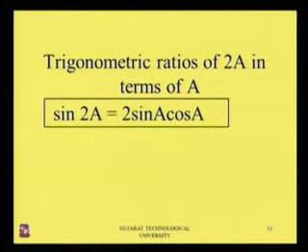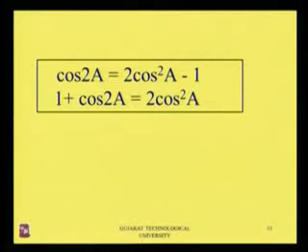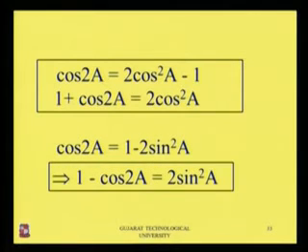The formula is sin 2A equal to 2 sin A cos A. The formula of cos 2A is cos² A − sin² A, that is cos 2A is 2 cos² A − 1. That one can write as 1 + cos 2A equal to 2 cos² A. Cos 2A, that we can convert in terms of sin, so we are getting 1 − 2 sin² A. So 1 − cos 2A is 2 sin² A.